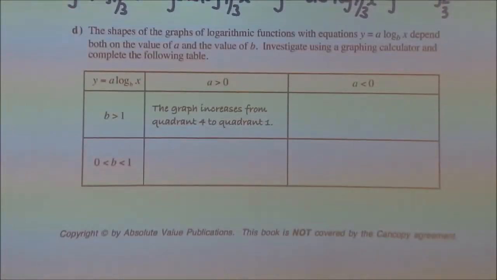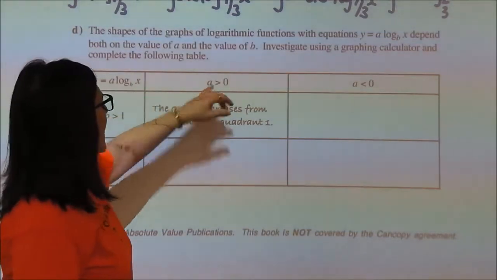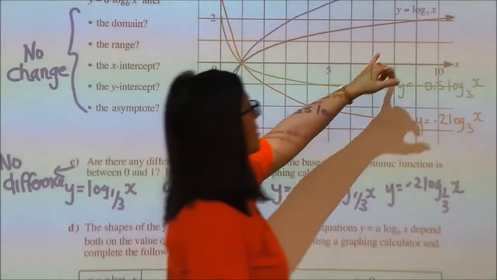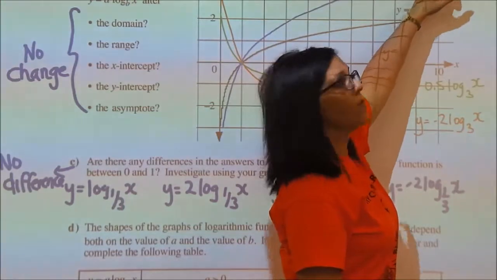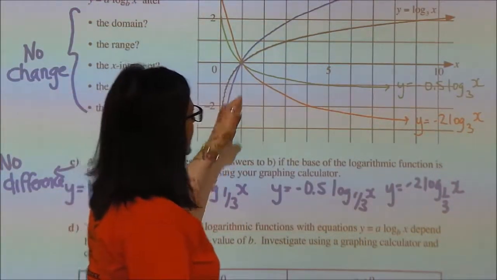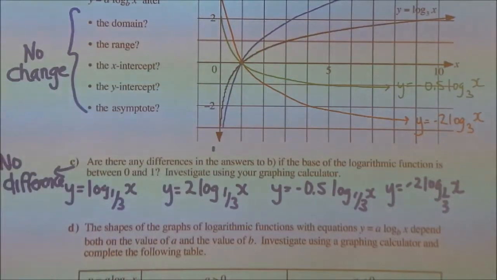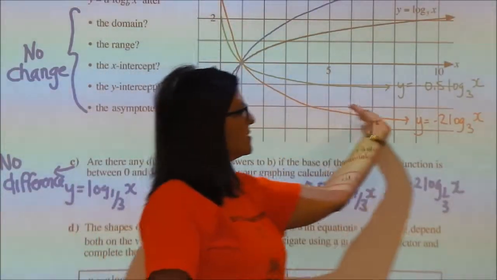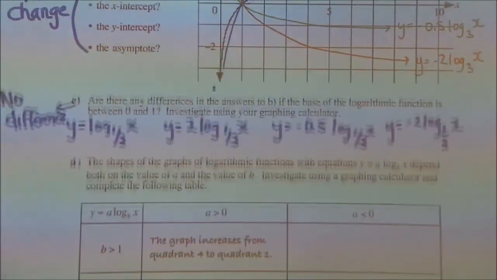So the shapes of logarithmic functions with the equation y equals a times log base b of x depend on both the value of a and b. If we were to look at the graphs that we were doing and put together some patterns, when the value of a is greater than 0, such as here, where the value of a would be 1, or the value of a would be 2, my graph rises from quadrant 4 to quadrant 1. When the value of a is less than 0, it drops. So instead of rises, it falls.